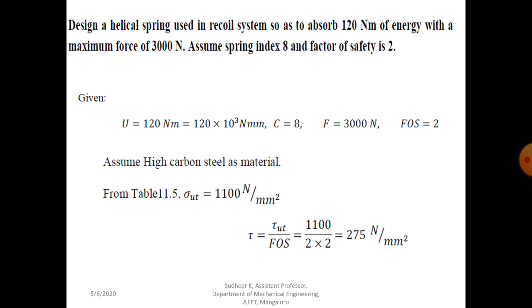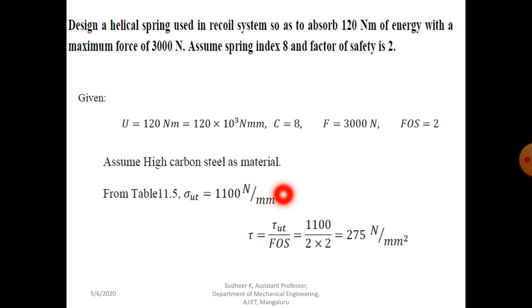By assuming high carbon steel, you need to find out the elastic limit, that is the yield point of the material, because it is a ductile material. So the value will be sigma yt, not sigma ut. So yt will be 1100 Newton per millimeter square. So this is sigma yt.